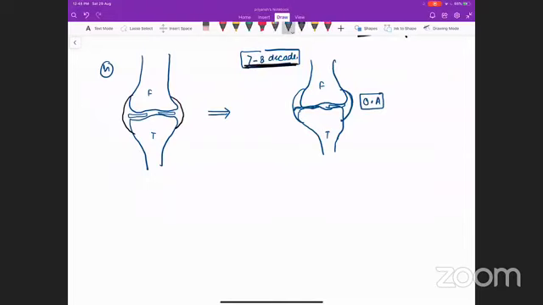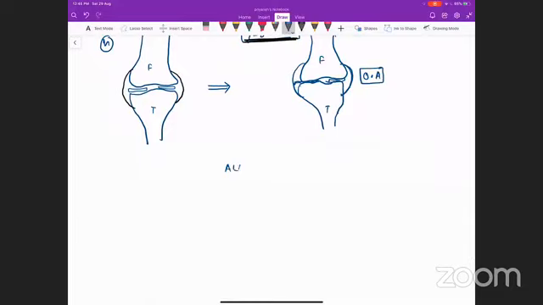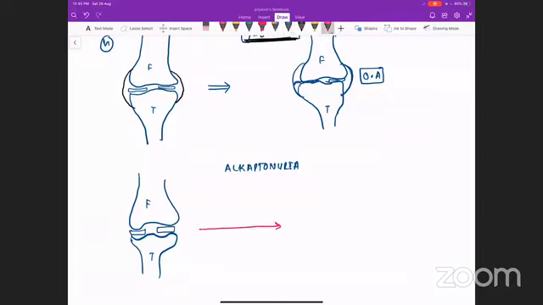But what is happening with the patient of alkaptonuria? At birth everything will be fine. The femur, tibia, and cartilage are intact. There is no contact in between, and there is no problem. But in alkaptonuria, the benzoquinone acetate crystals will start depositing in the cartilage.